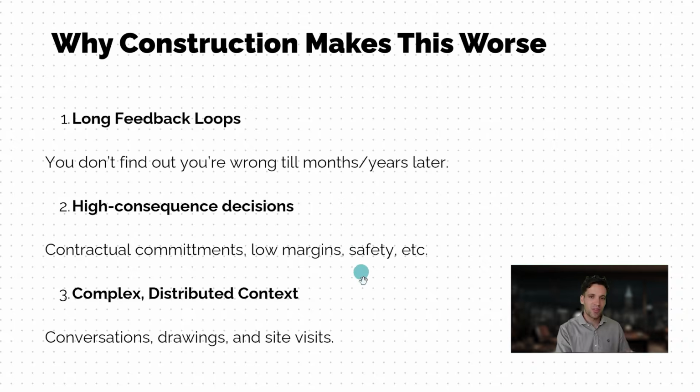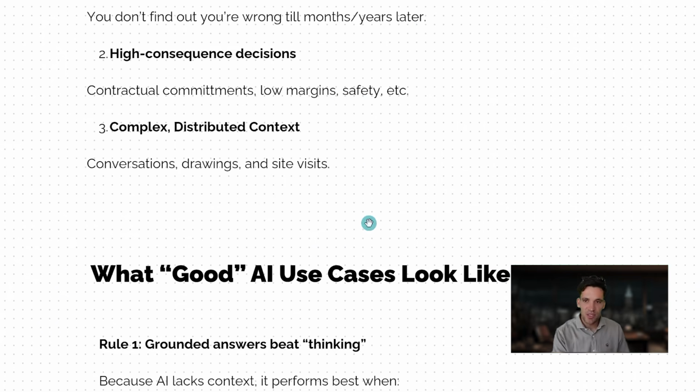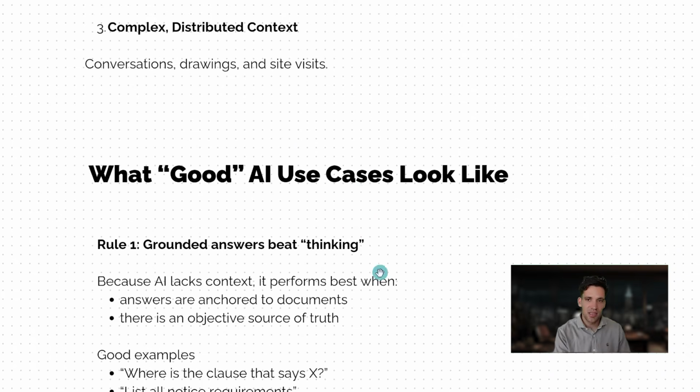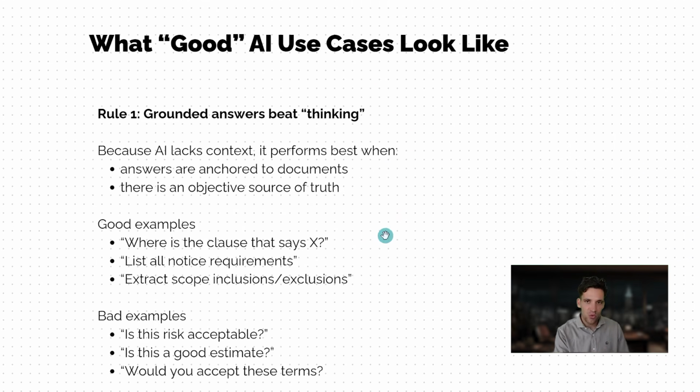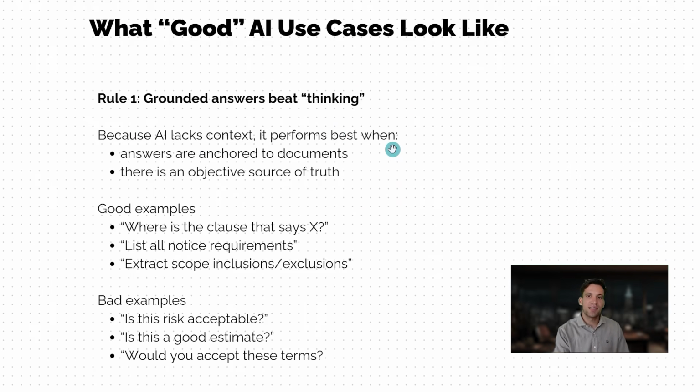We've got high consequence decisions, and we've got complex distributed context. So to really get anything meaningful out of AI, it's hard to give it all the correct input information. So when I'm designing use cases for AI or testing use cases for AI in construction, these are the rules I like to follow. Rule number one is you have grounded answers. So factual responses to questions.